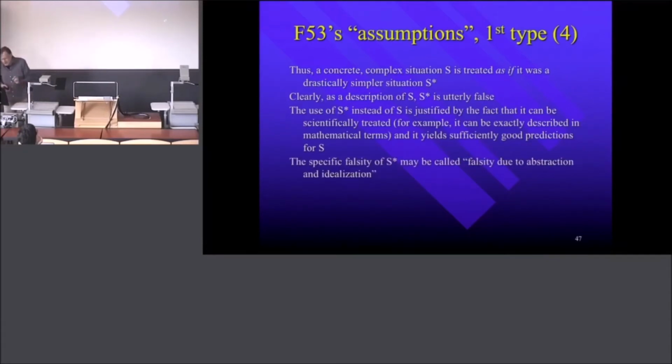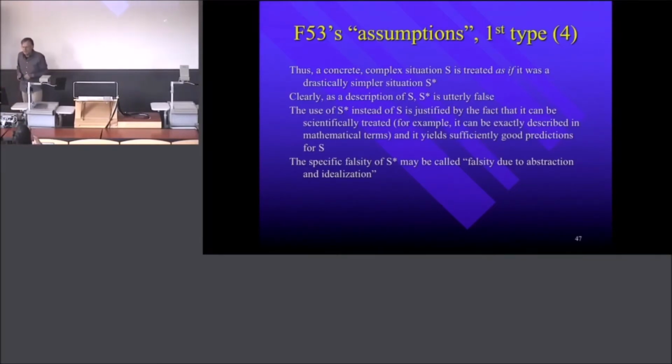And therefore, and now this is important, the specific falsity of S star may be called falsity due to abstraction and idealization. Most of the cases that Friedman describes are of that type. You idealize and you abstract. In the cases of the firms, you say competition plays a role, but I idealize it to perfect competition and I abstract from all the other factors. So it's a very, very specific falsity, and this is what has not been seen in the literature, for reasons I don't understand. It's a very specific falsity that Friedman claims.